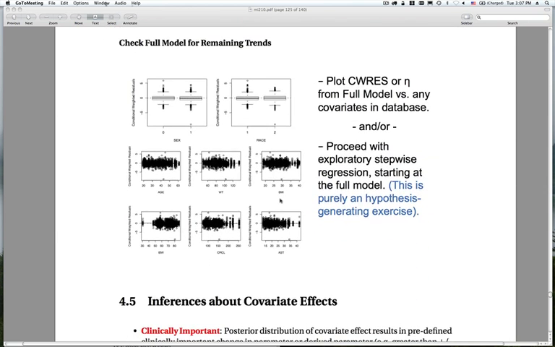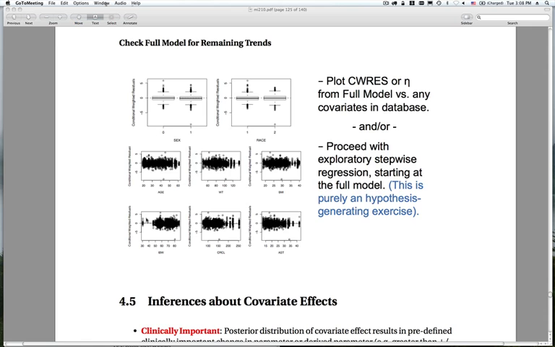Now, another thing we want to do after looking at these relationships is to make sure there's nothing remaining. So we could plot the conditional weighted residuals or the ETAs from the full model versus any covariates in the database. And these could be anything. This could be plotted versus covariates included in the full model, as well as those that were not. Remember, this is a checking step. It's a hypothesis generating step. It's not one that you would use to make inferences about the covariate effects. But what you'd like to see is that there's no remaining trends with the conditional weighted residuals versus categorical effects or continuous effects.